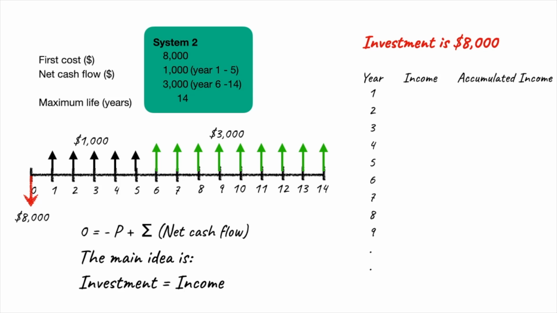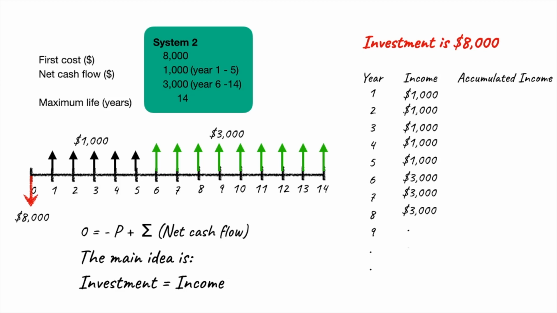And then the income during the first year, if you look at the cash flow diagram, the first income is $1,000. And then the second income is still $1,000. The income during the third year is also $1,000, until year 5 it is still $1,000. And then from year 6 to year 14, the income is $3,000 for each year.